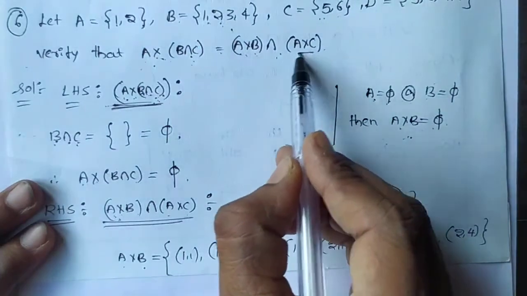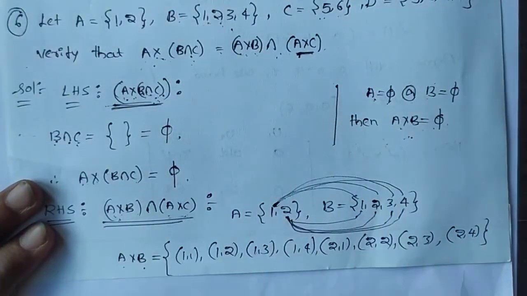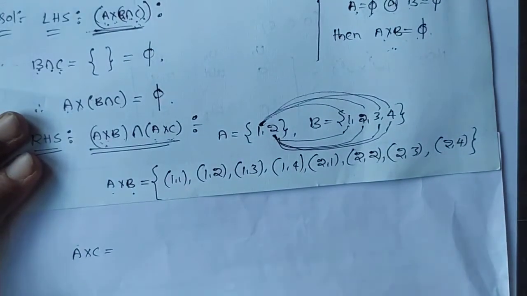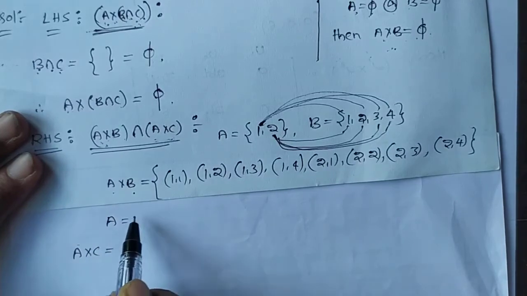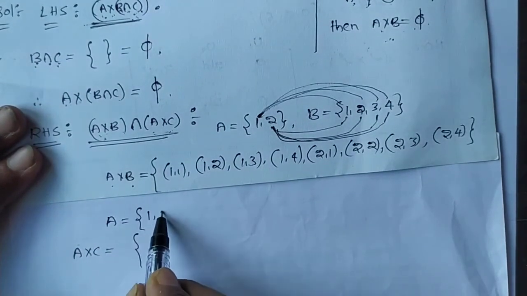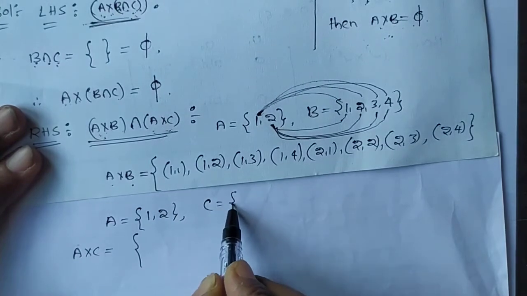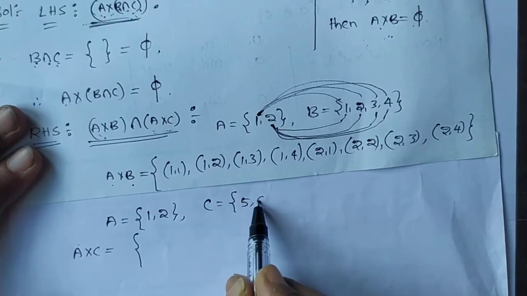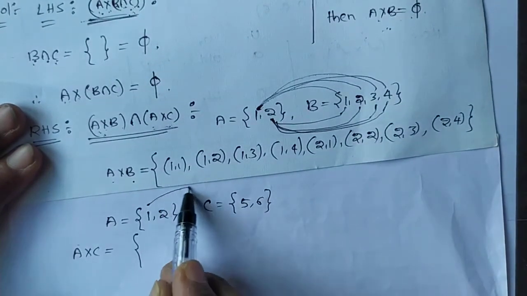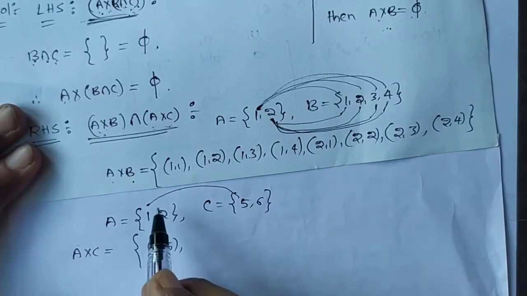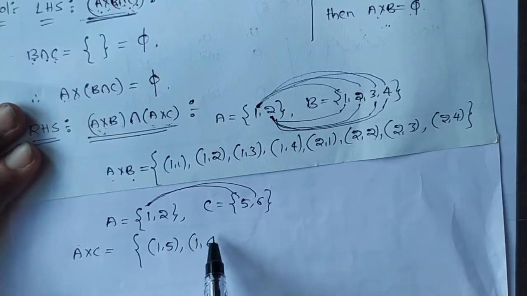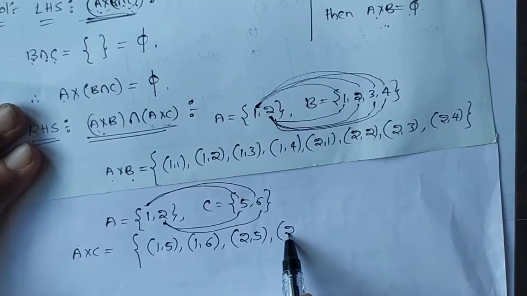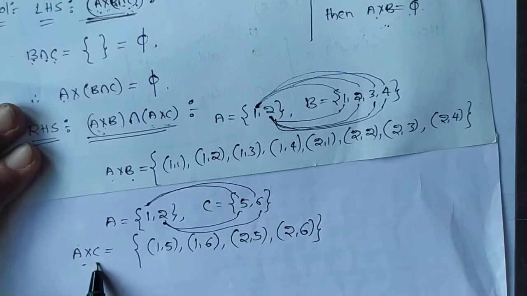Next, what we have to find? A cross C. Find out A cross C. A cross C equals, write down the set A. Set A is 1, 2. Set C is, we just observe the question, 5, 6. Let us find out A cross C. (1,5), (1,6), next (2,5), (2,6). Okay, it is A cross C.